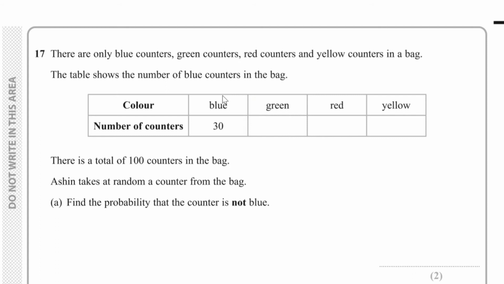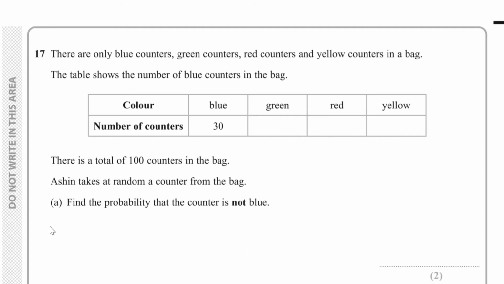Question number 17 is there are only blue counters, green counters and red counters and yellow counters in a bag. The table shows the number of blue counters in the bag. There is a total of 100 counters in the bag. Asin takes at random a counter from the bag. For part A, we have to find the probability that the counter is not blue.